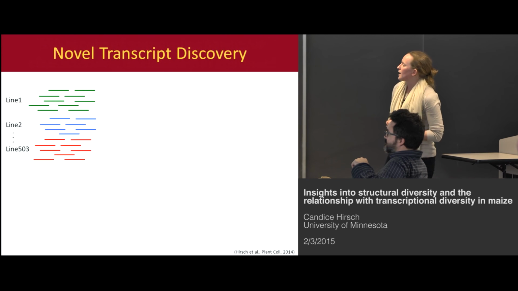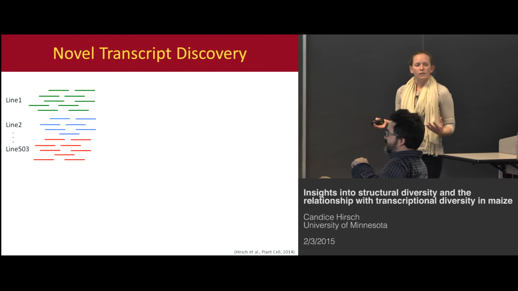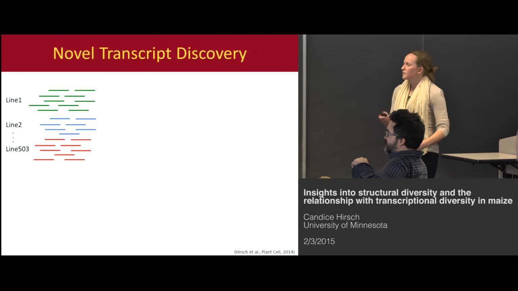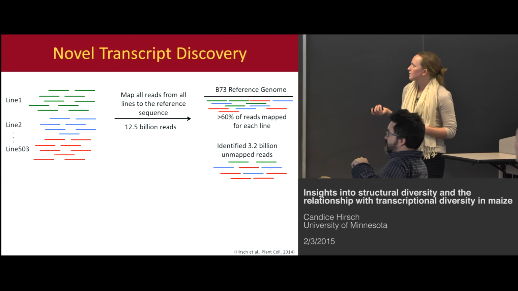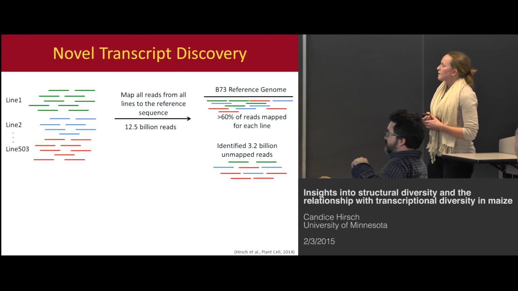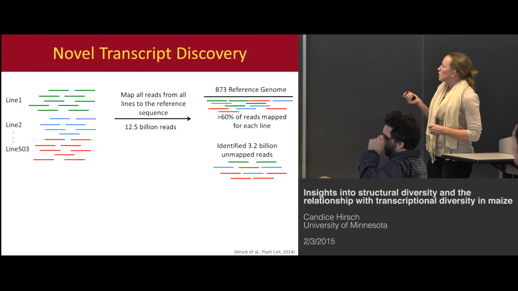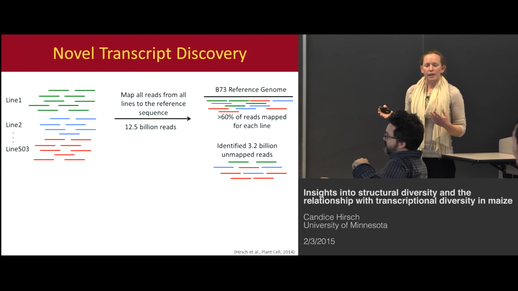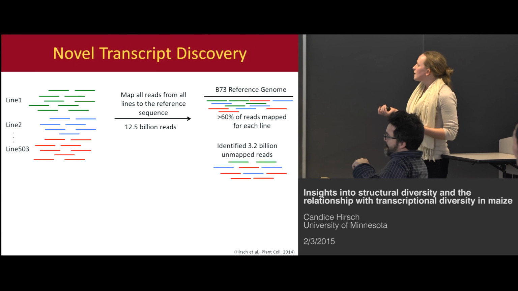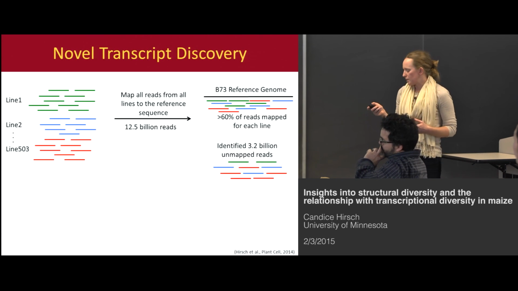Okay, so how did we actually go about finding novel non-B73 transcripts? We took all of our 503 inbred lines, took the RNA-seq data from them, and mapped them to the B73 reference genome. Over 60% of the reads for any given line could map back to the reference. And this left us with about 3.2 billion unmapped reads.